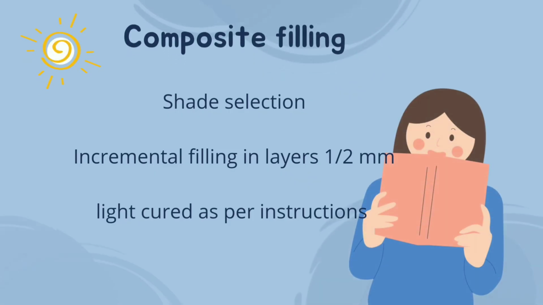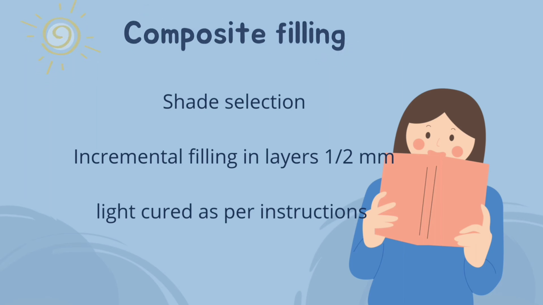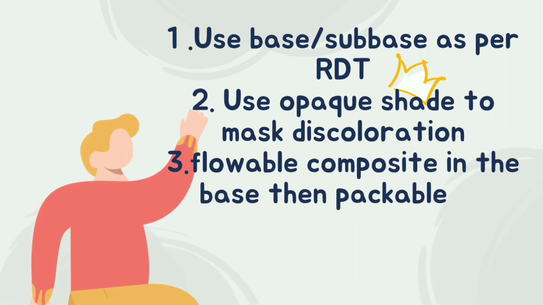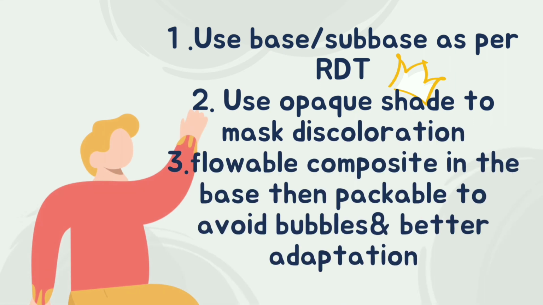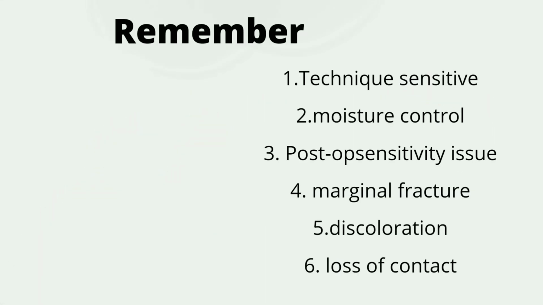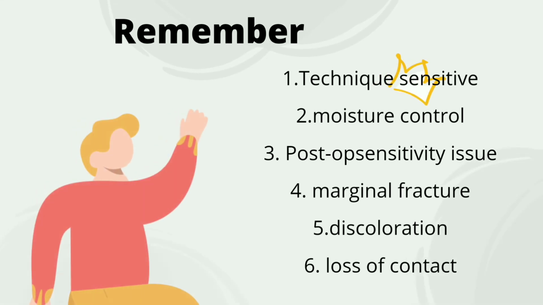When it comes to using the composite filling, we have to do the shade selection. We have to remember to do incremental filling in layers of 1 to 2 mm, and do light curing as per the manufacturer's instruction. We can decide to use a base or sub-base as per the RDT. We should use opaque shade to mask any discoloration. A flowable composite in combination with packable is used for better adaptation.